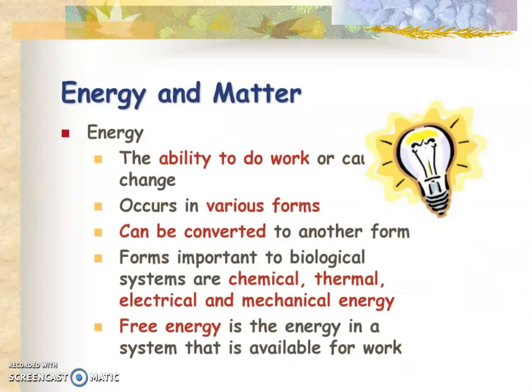So, what is energy and matter? Energy is the ability to do work or change, and it occurs in various forms that can be converted to another form. Forms important to biological systems are chemical, thermal, electrical, and mechanical energy. Free energy is the energy in a system that is available for work.